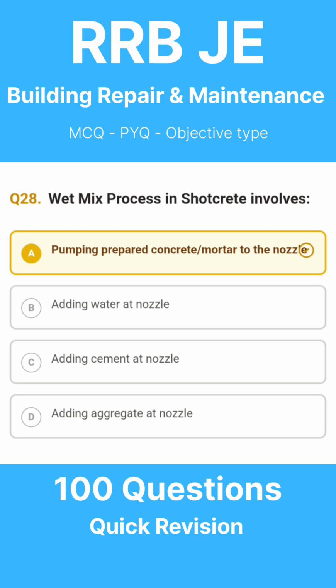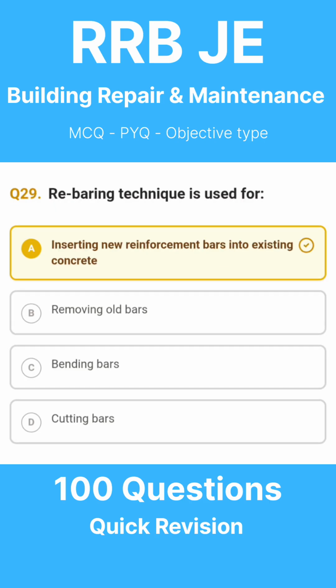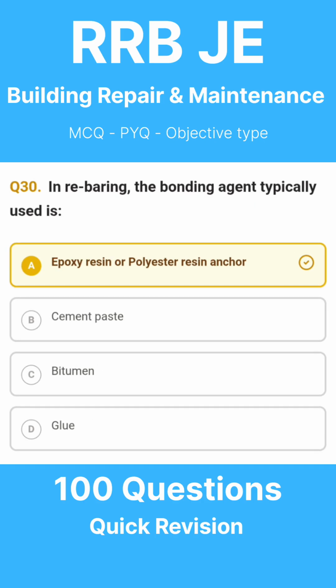Question 28. Wet mix process in shotcrete involves. The correct answer is pumping prepared concrete or mortar to the nozzle. Question 29. Rebarring technique is used for. The correct answer is inserting new reinforcement bars into existing concrete. Question 30. In rebarring, the bonding agent typically used is. The correct answer is epoxy resin or polyester resin anchor.